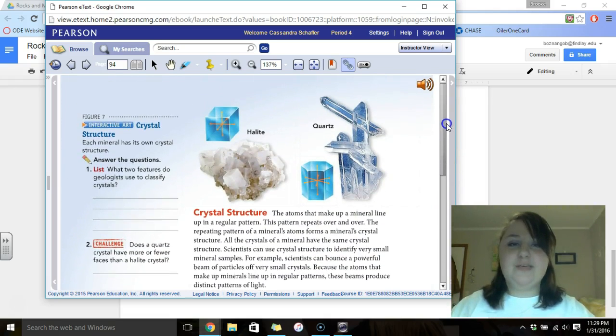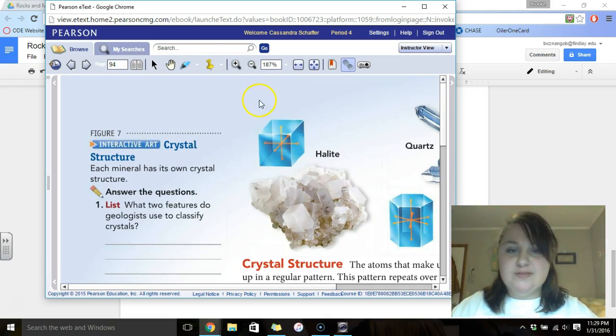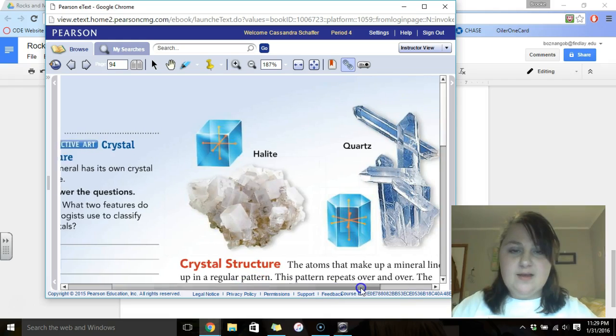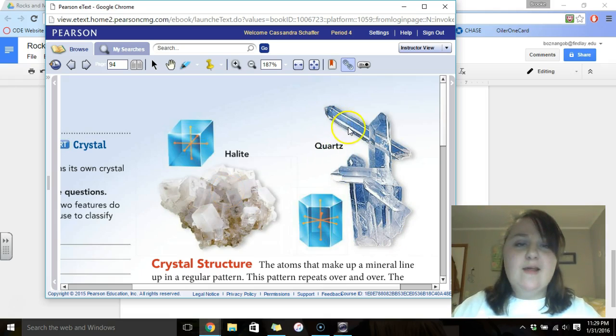So there are examples here. You see halite, I'll zoom in a little bit, maybe you can see it better. You can see the little cubes in the halite. That's what they were talking about, it being cubic. Whereas quartz has these long, kind of cylinder shapes, hexagon, wait, 1, 2, 3, 4, 5, 6. Hexagon, yeah. They have a hexagonal shape. They have 6 sides. So that's what quartz looks like.